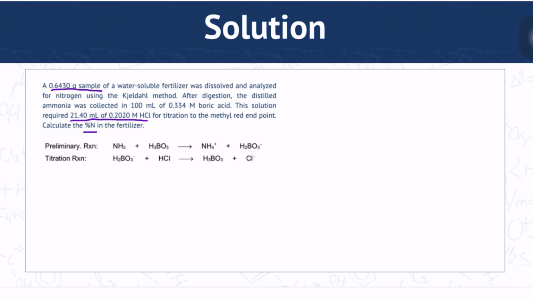So, what I usually do as I start solving is to determine the required of this problem because it will give you an indication or an idea of what you're trying to solve for. And in this case, it's the % nitrogen in the sample.